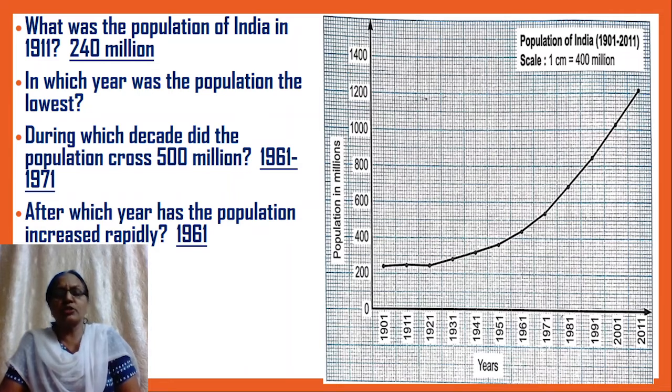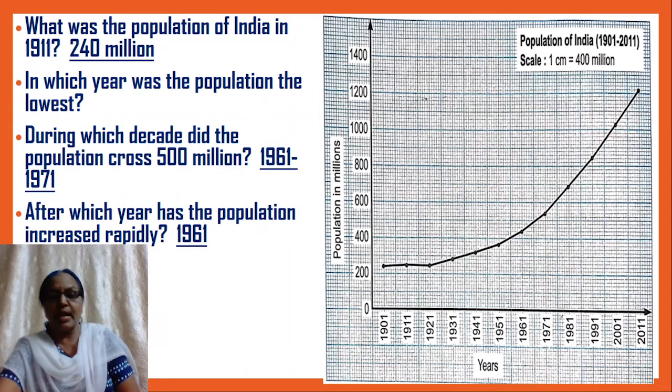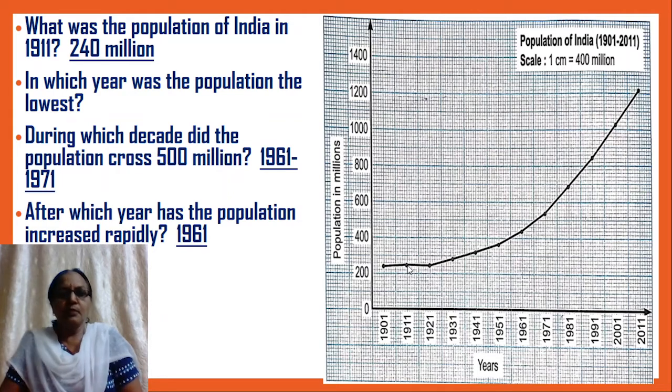What was the population of India in 1911? So we have 1911 here. This is 200 and 400 in between. You have 300 here, it is less than 300. So we can say this is 240. So population of India in the year 1911 is 240 million.